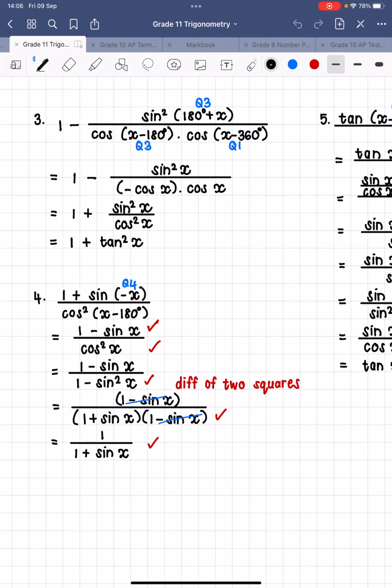Hi grade 11s, I am just going to go through the answers to questions 3 and 5 quickly. We've already marked 1, 2 and 4.